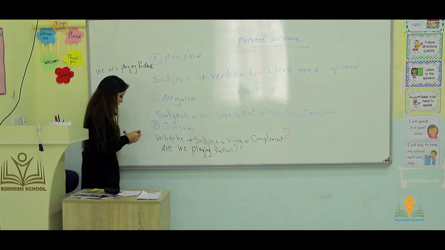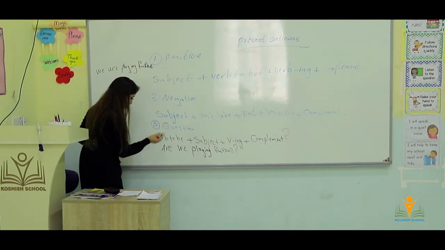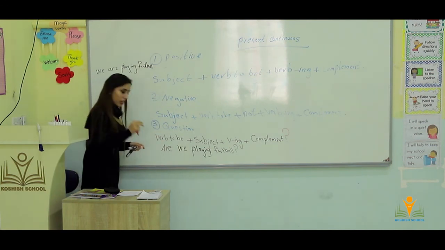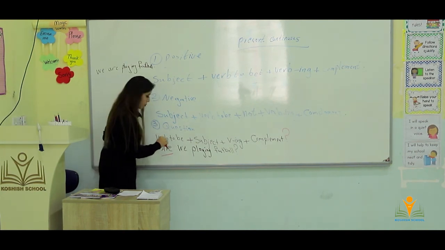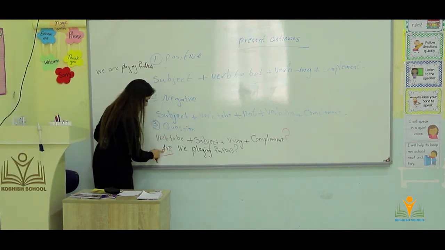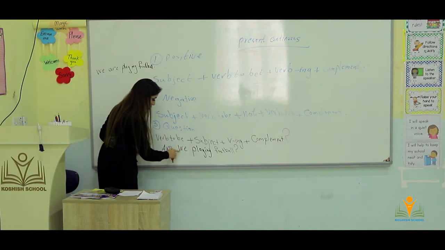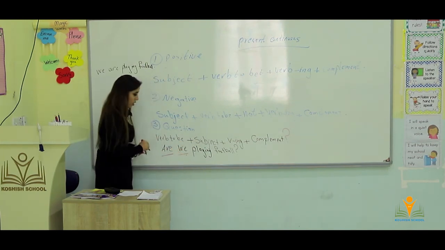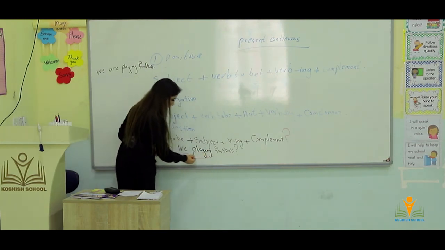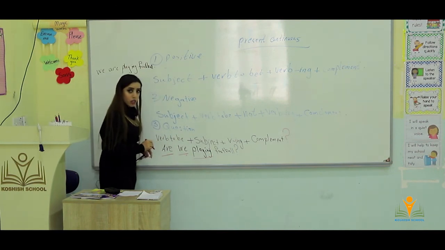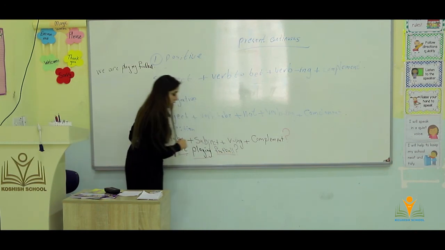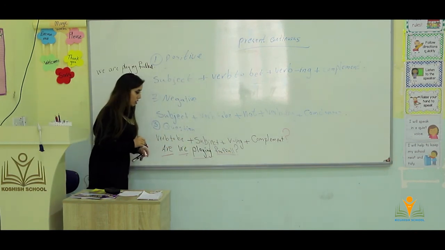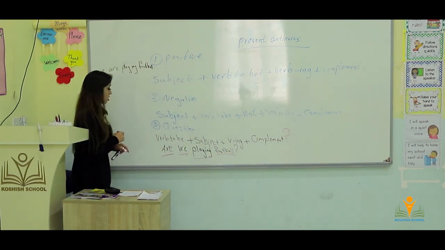Okay, now let me give you a short explanation again. We is the subject, and are is the verb to be, one of the verb to be forms, and playing is the verb of action, and complement, the extra information that is given in the sentence.